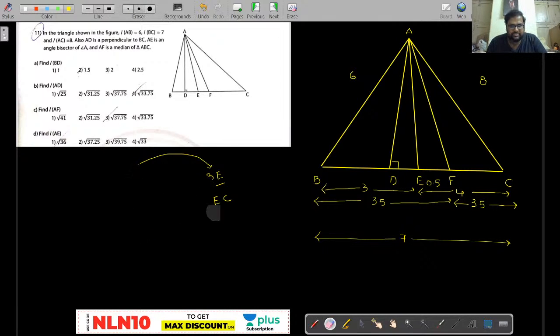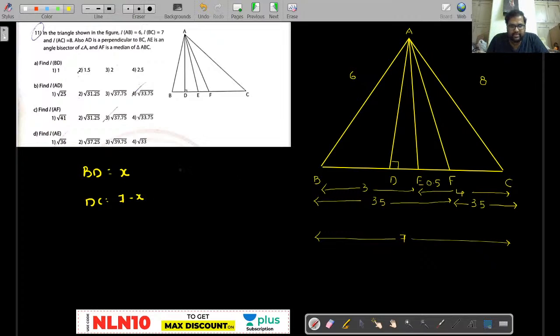Now, this is the last question for this session. We'll end this session and continue tomorrow. Now, the first question is, you are asked to find the BD value. How will you find the BD value? Observe here. I will take BD as x, and DC as 7 minus x, because BC is 7.